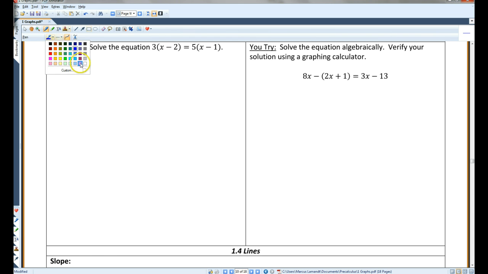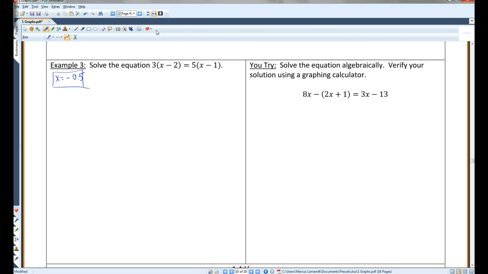Now, if we want to verify that this is right, we can always solve this algebraically to make sure. This is 3x minus 6 equals 5x minus 5. I'm going to subtract 3x from both sides. So I've got negative 6 equals 2x minus 5. Add 5, add 5, so I've got negative 1 equals 2x. Divide by 2, divide by 2, negative 1/2, which is the same thing as negative 0.5. Alright?